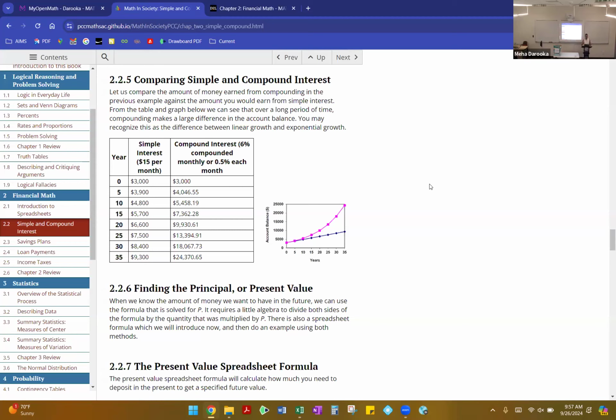Alrighty, so that was our spiel on all the changes I made in my OpenMath and for the exam. So let's get back into section 2.2.